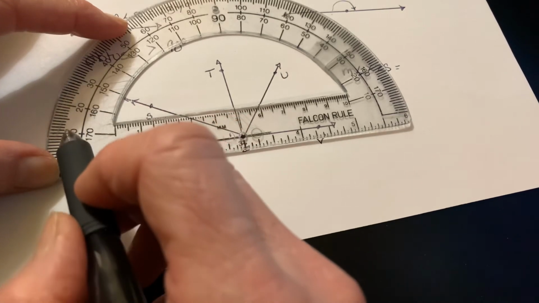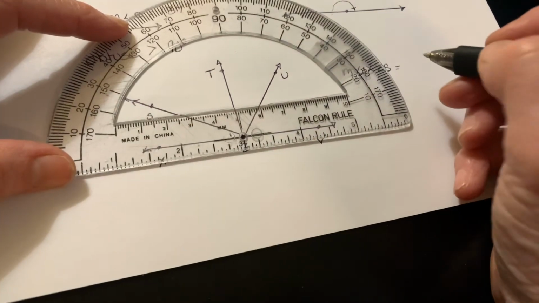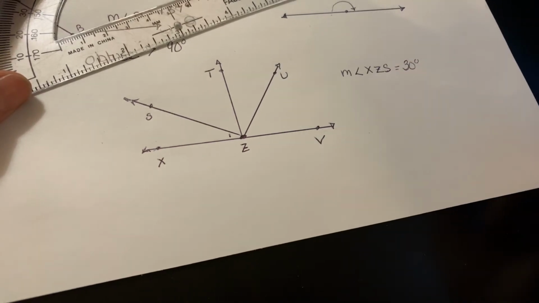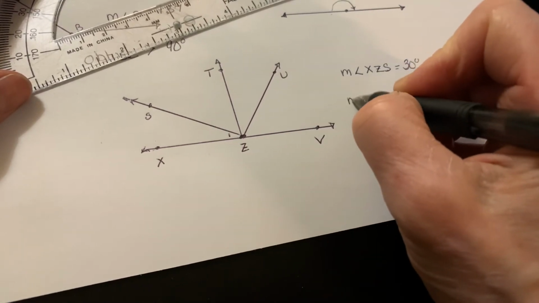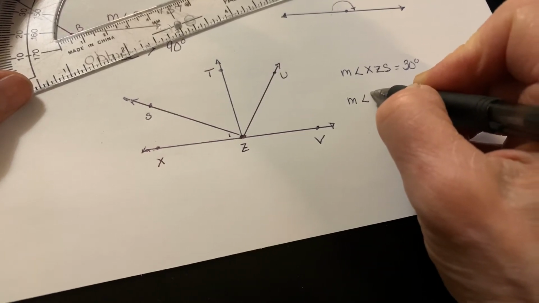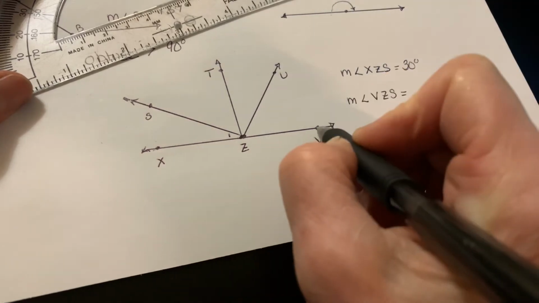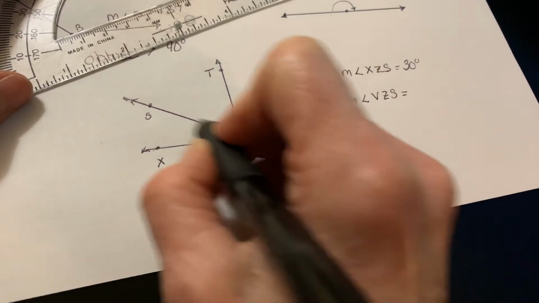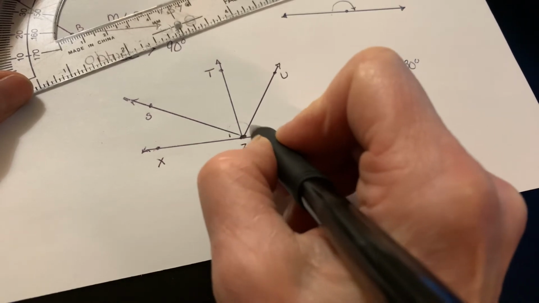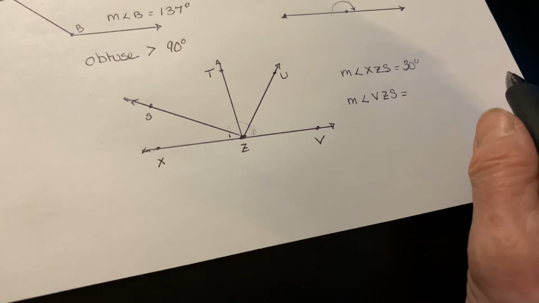So I'm going to go 0, 10, 20, 30 degrees. So we can say that that measurement of that angle is 30 degrees. If I wanted to know the measurement of angle VZS, it is right here, V to Z to S. So it's this whole angle right here. That's a pretty big angle. I would say that that angle is most likely obtuse.